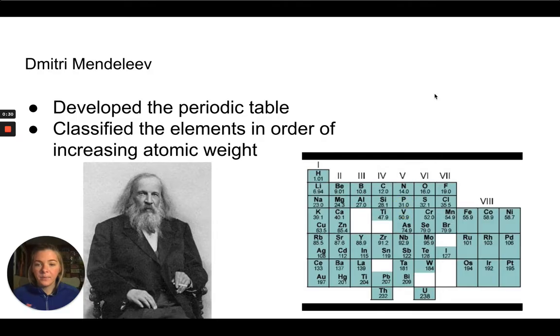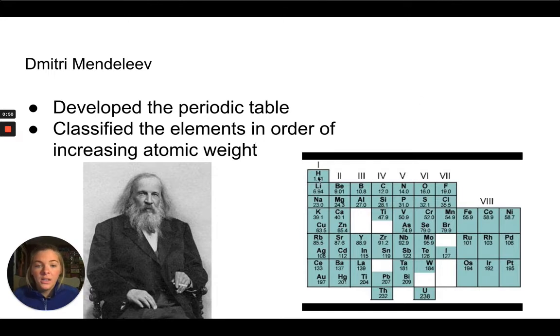So, the periodic table. The periodic table was developed by a man named Dmitri Mendeleev. He was the one that made the periodic table look the way it does today. He classified the elements in order of increasing atomic weight, which you already know. We know that the atomic weight is the number of protons in an element. We learned that last unit before break.